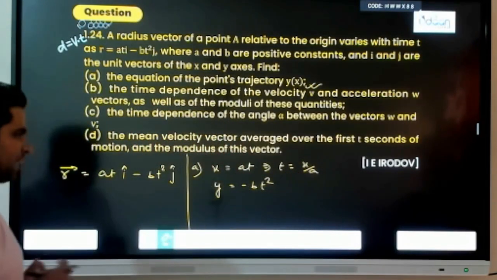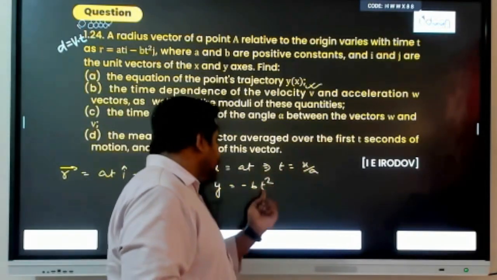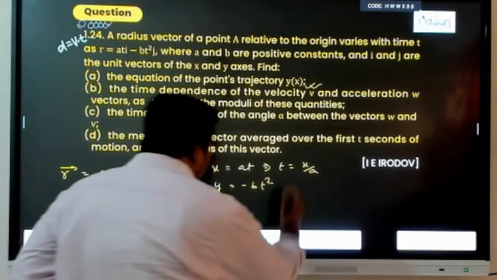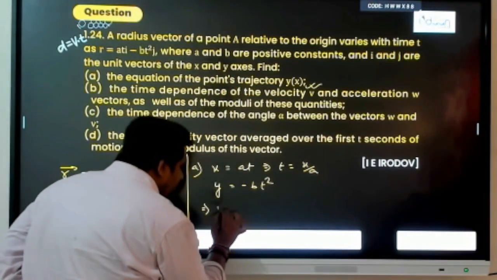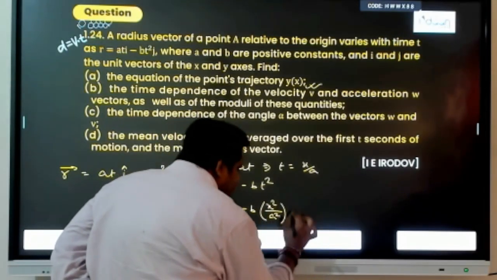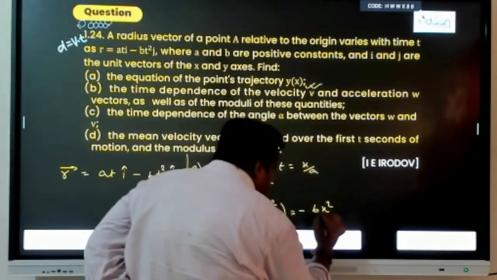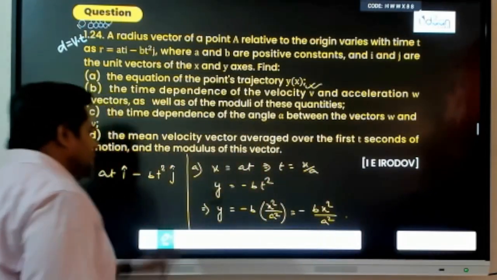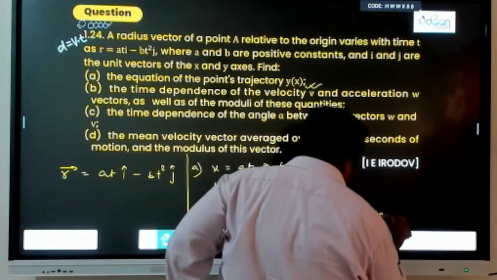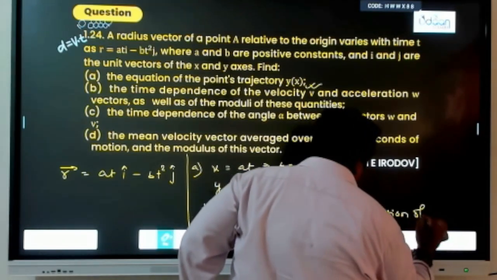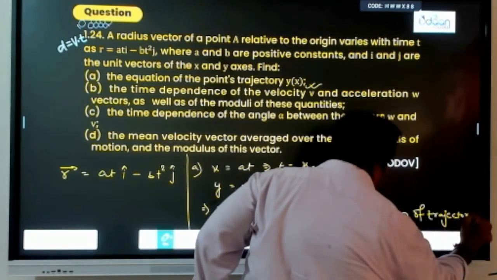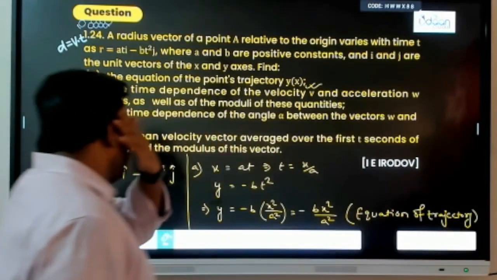Yes sir. So that value of t you are just going to replace in the position of t in the other equation. If you replace it here, what will happen? Y will be equal to minus b into x squared upon a squared. So it can be written as minus bx squared upon a squared. Right? So this becomes the equation of trajectory. This will be called the equation of trajectory.